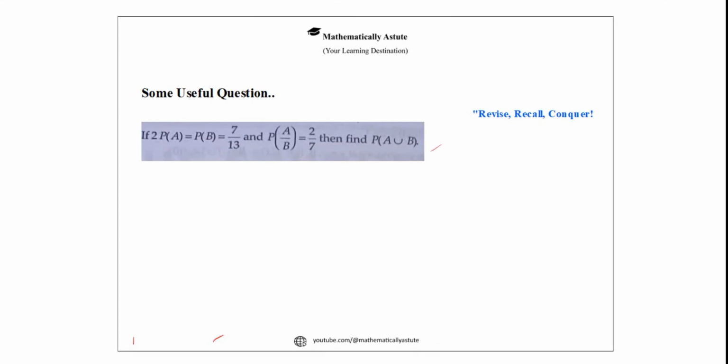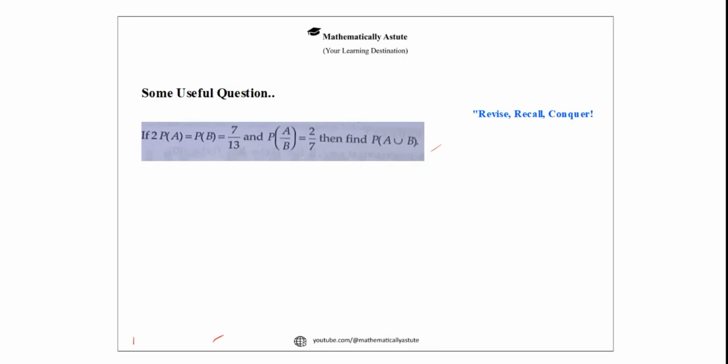So moving to the next question, this question is of probability. In the question we are having two times of probability of getting A equals probability of getting B equals 7 by 13, and probability of getting A when B has happened equals 2 by 7. We need to find the value of A union B.